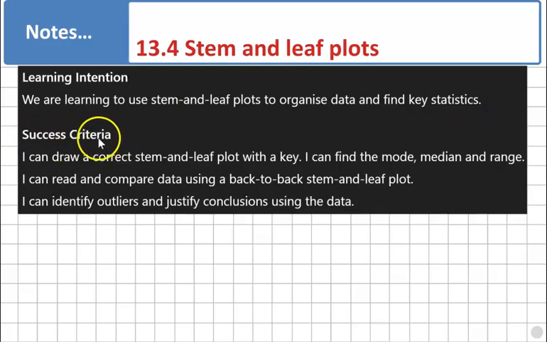Success criteria. I can draw a correct stem and leaf plot with a key. I can find the mode, median, and range. I can read and compare data using a back-to-back stem and leaf plot. I can identify outliers and justify conclusions using the data.